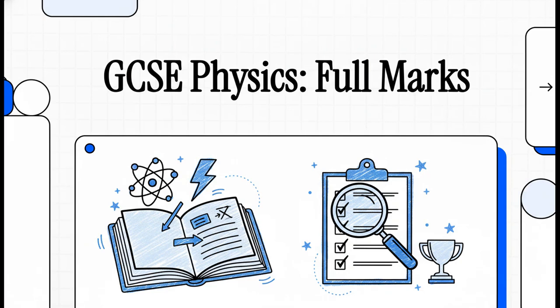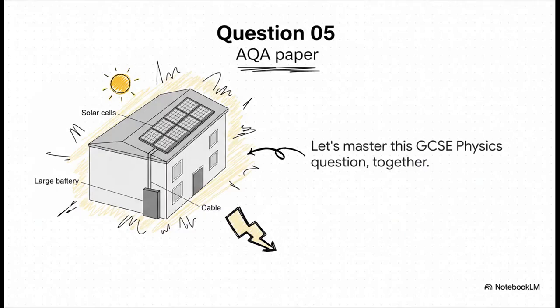Welcome, everyone. Today, we're going to break down a real GCSE Physics exam question, piece by piece, to figure out exactly how to score every single mark. Okay, let's dive right in. We're looking at question 05 from an AQA paper, and it's all about energy, power, and solar cells. We're going to master this together, using the official mark scheme to see exactly what the examiners are looking for.